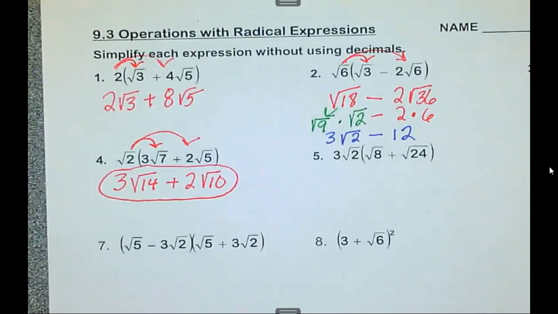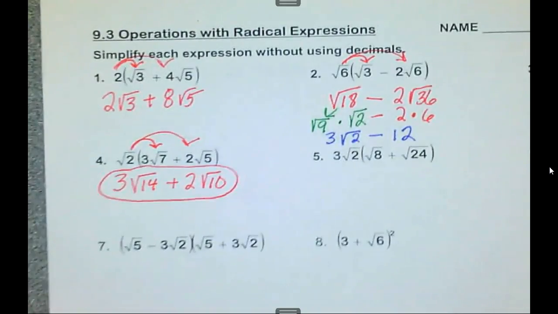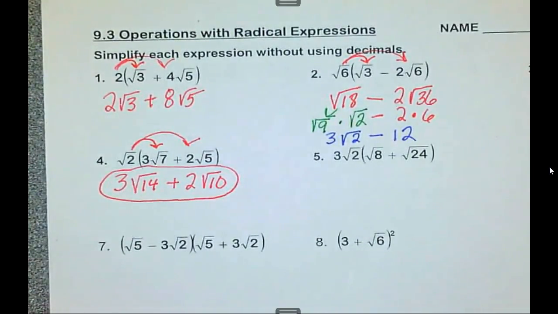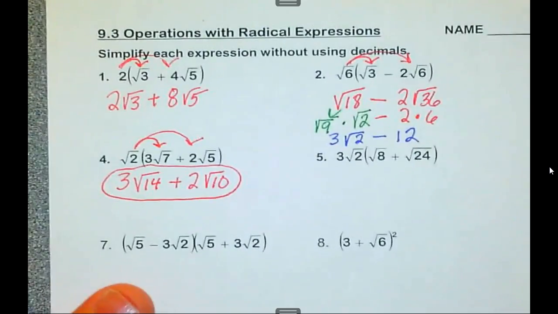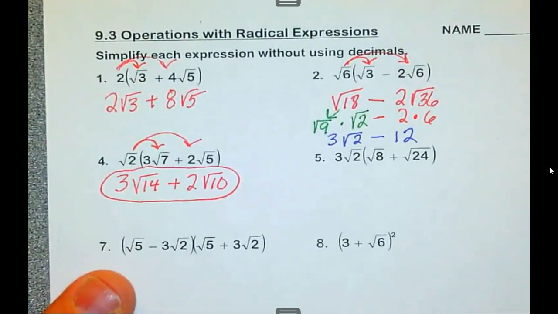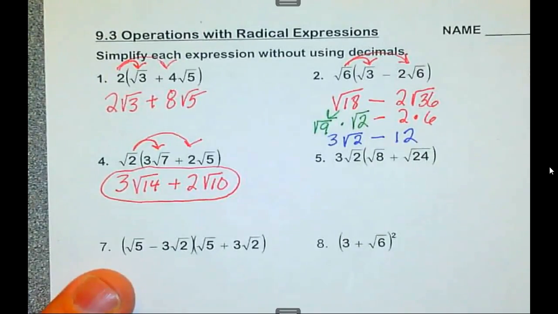All right, let's see. Let's do a fun one. Let's do a binomial times a binomial. Number 6. Okay, so just like as if this was x plus 2 times x plus 3, you guys probably know it as FOIL, but it's really distributing. So I got to take the 2, multiply it by this 2, I get 4.